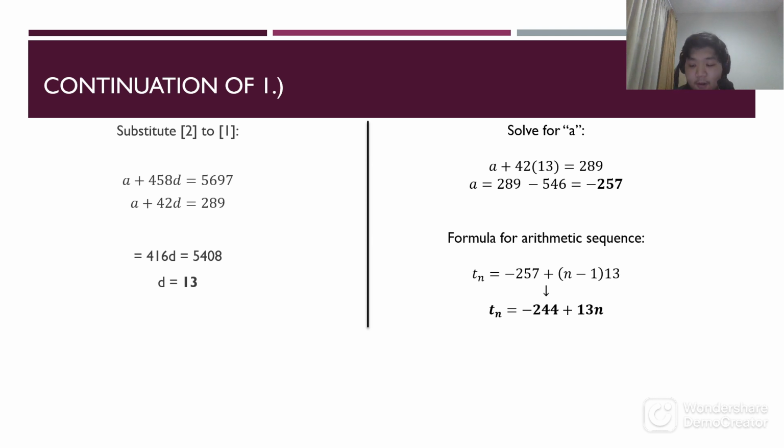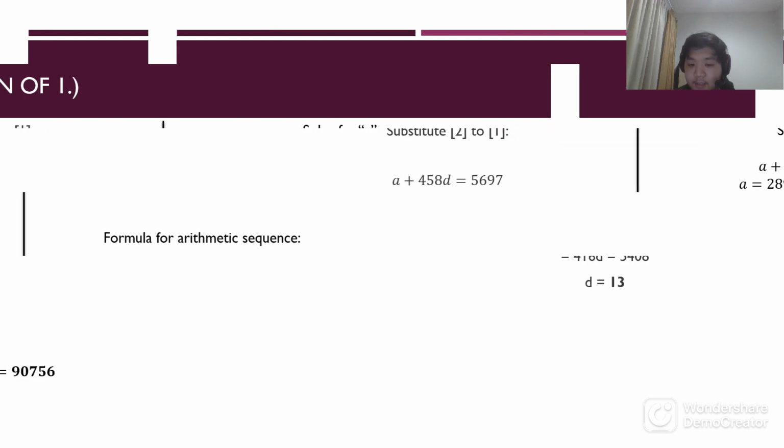Now, since we already know the formula for the general term Tn, we can solve for the 7000th term of the arithmetic sequence. We just need to substitute n with 7000, since it is asking for the 7000th term. Doing so, we get 90,756 as our final answer. Moving on to number 2.